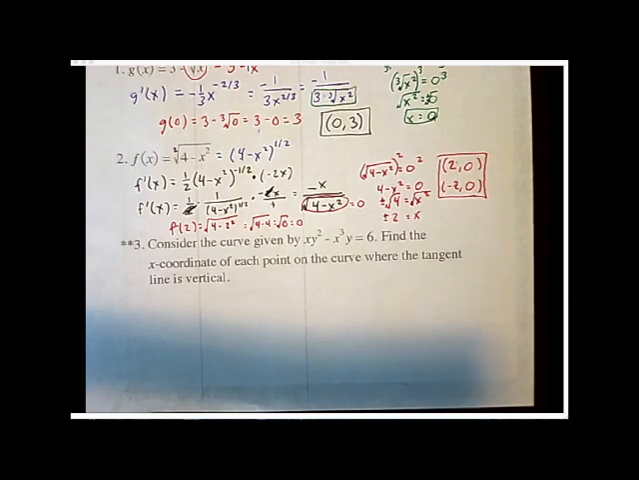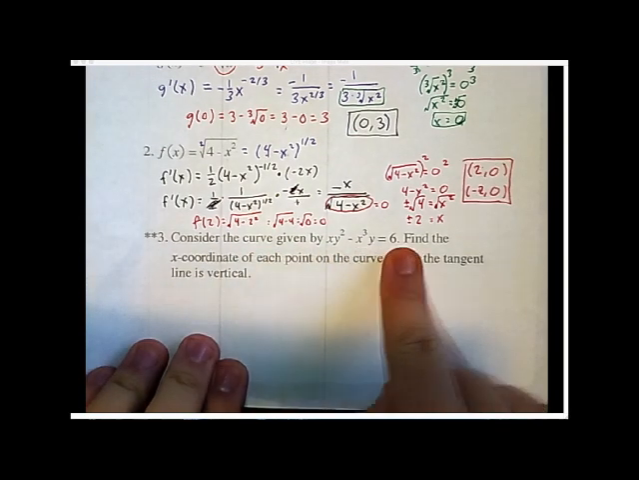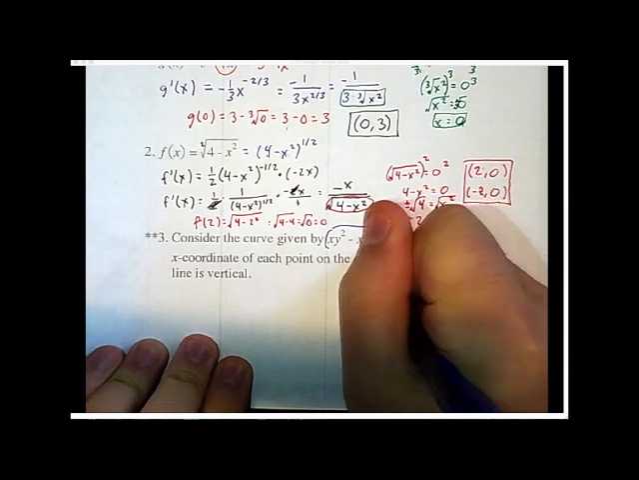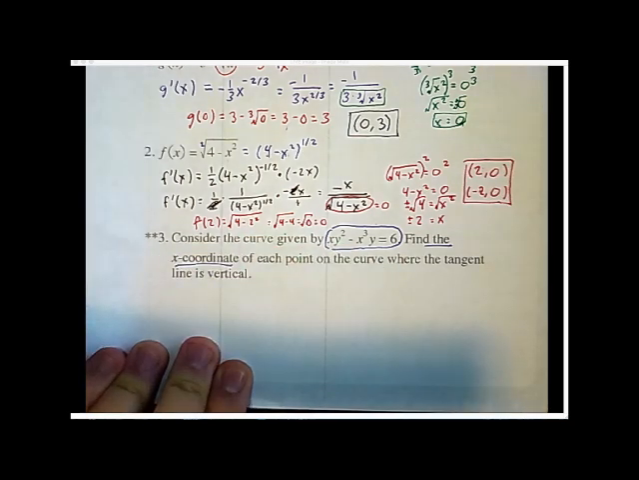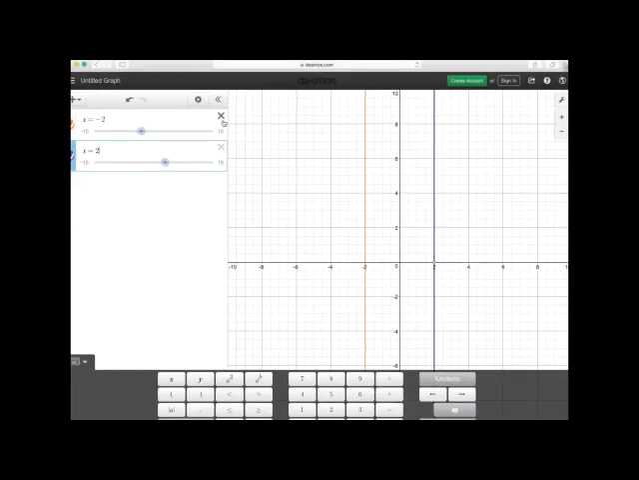All right. So now we have a weird curve. It says consider this curve. Now it's not a function, it's an implicit relation. Now it just says find the x coordinate of each point on the curve where the tangent line is vertical. So I'm actually going to show you that curve first on Desmos. So I have xy squared minus x cubed y equals 6.